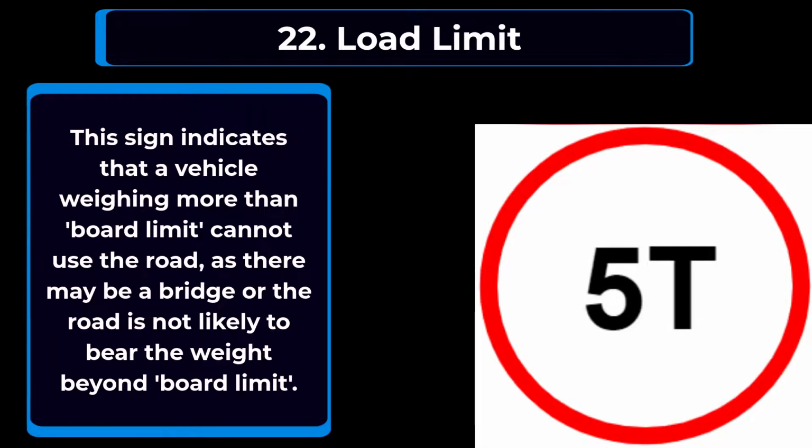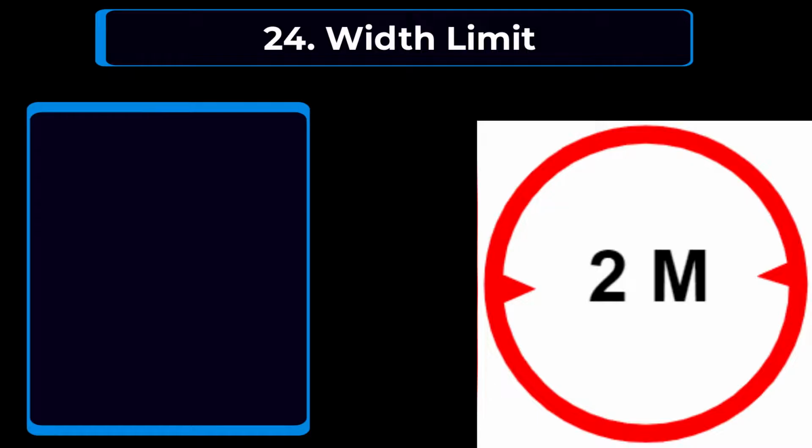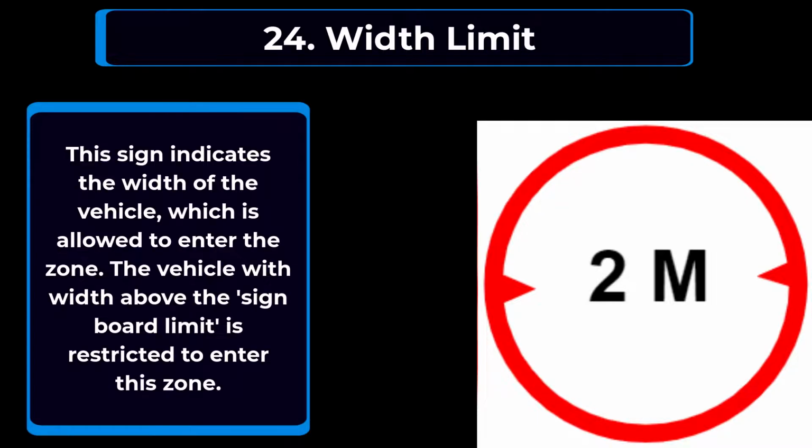22. Load limit. This sign indicates that a vehicle weighing more than the board limit cannot use the road, as there may be a bridge or the road is not likely to bear the weight beyond the board limit. 23. Speed limit. This sign designates the speed, as specified in the sign, of traffic on the road. 24. Width limit. This sign indicates the width of the vehicle, which is allowed to enter the zone. The vehicle with width above the signboard limit is restricted to enter this zone.